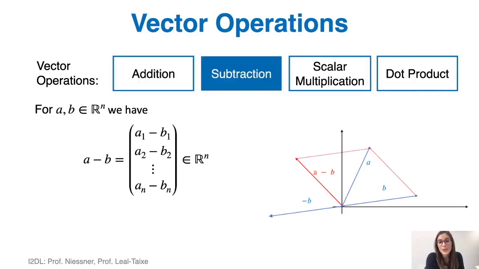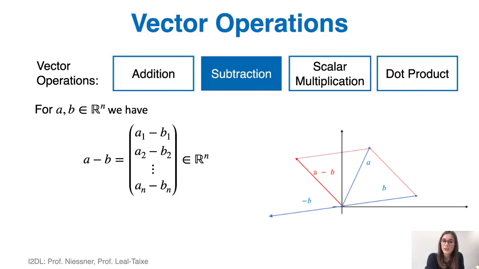Okay, so let us have a look at subtraction. The subtraction operation is exactly the same as the addition, but we just replace the plus sign by a minus sign, so it's nothing special. Again, we start with A and B being two vectors in Rn, and then the subtraction of these two vectors, A minus B, is defined by the vector where you subtract component-wise. So the first element in the vector A minus B is given by A1 minus B1, and the last element is given by An minus Bn. The resulting vector is an element in Rn again.